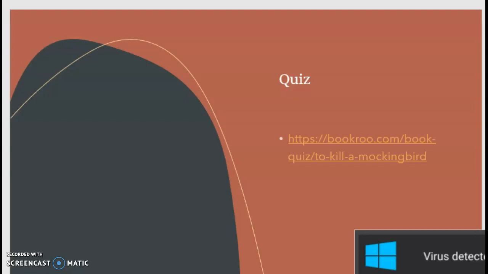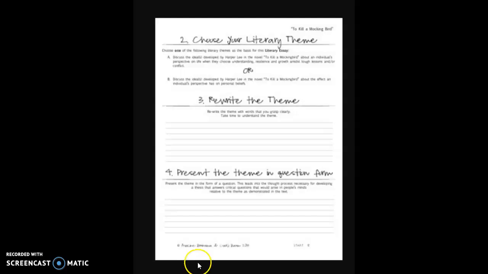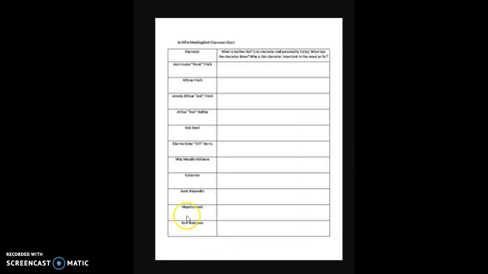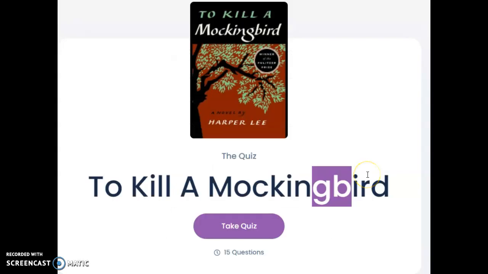So this is the first assignment that we will be doing: rewriting the theme and presenting the theme in a question. The second assignment, like I said, will be the character list that you will be doing in class. And lastly, in class, we will be doing the quiz to make sure that you went over the PowerPoint and did the reading.